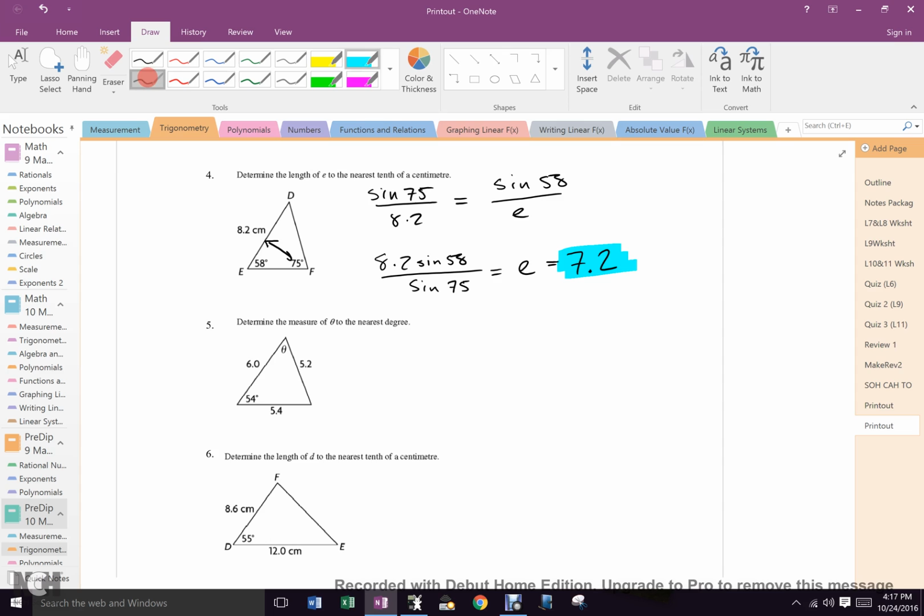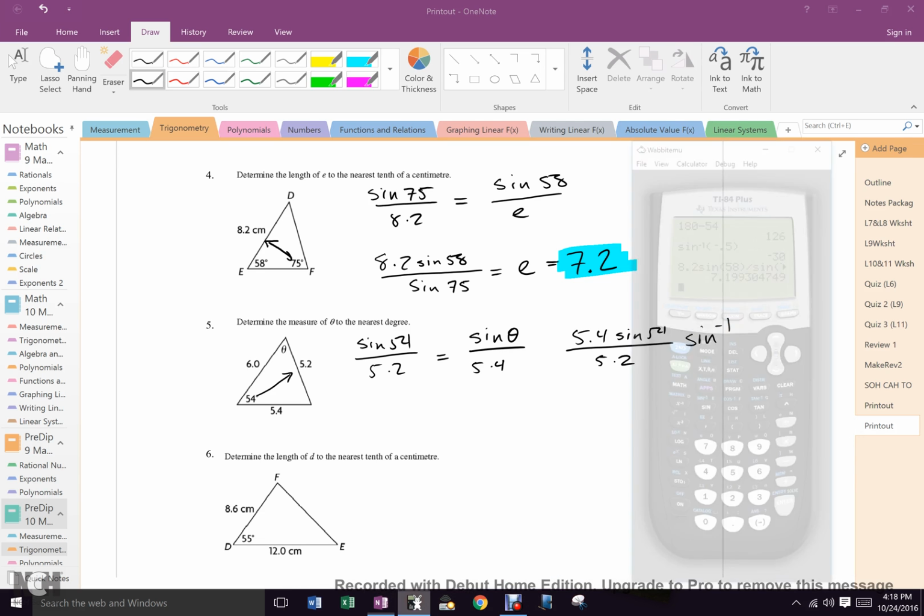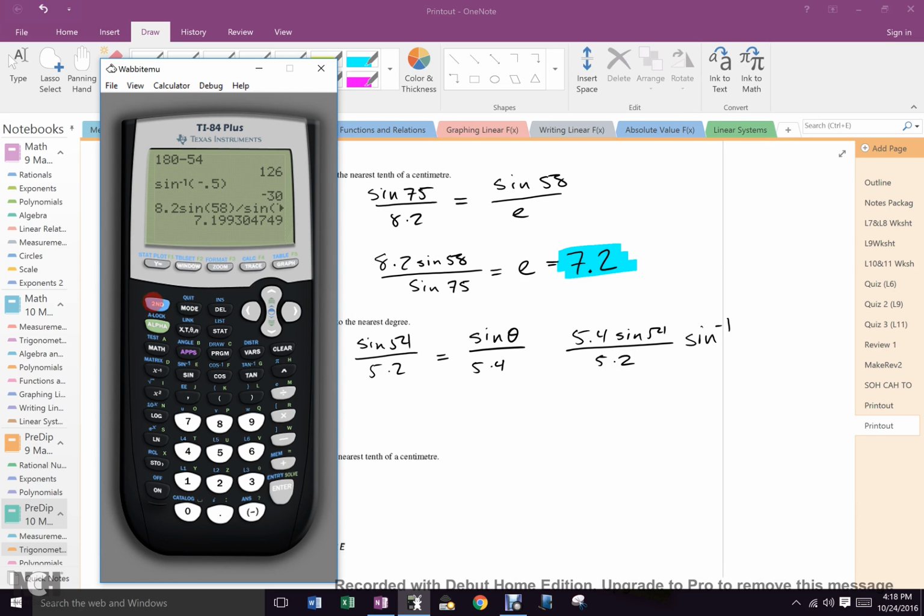What about this one? Find theta. Do I have a pair? I do. So it's the sine law again. Sine 54 over 5.2 equals sine theta over 5.4. So multiply 5.4 sine 54 divided by 5.2, and all that needs to be shift sine. So I'm going to put it all into my calculator at once. So I'm going to go shift sine. Now I got to be careful here.